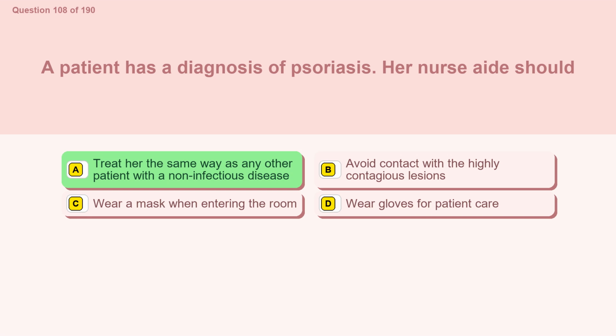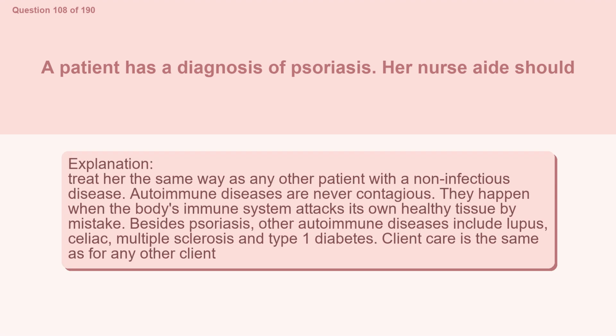The correct answer is option A. Treat her the same way as any other patient with a non-infectious disease. Autoimmune diseases are never contagious. They happen when the body's immune system attacks its own healthy tissue by mistake. Besides psoriasis, other autoimmune diseases include lupus, celiac, multiple sclerosis, and type 1 diabetes. Client care is the same as for any other client.